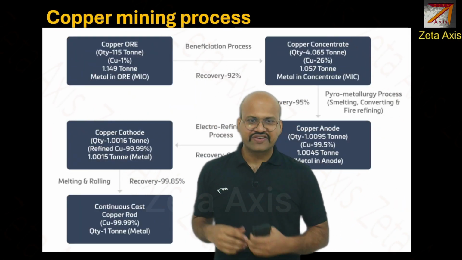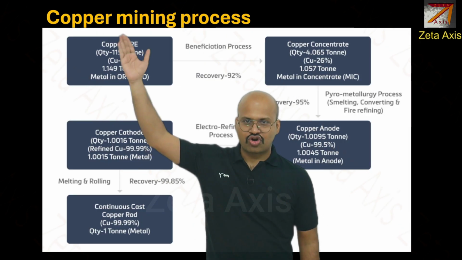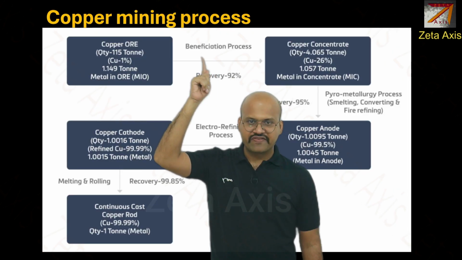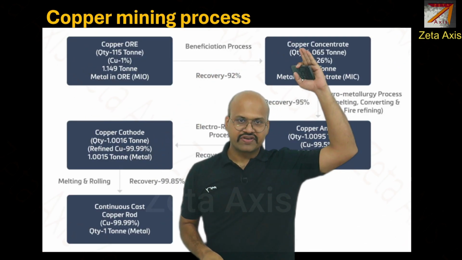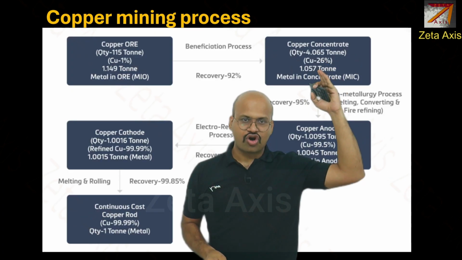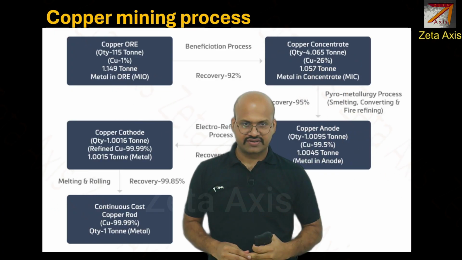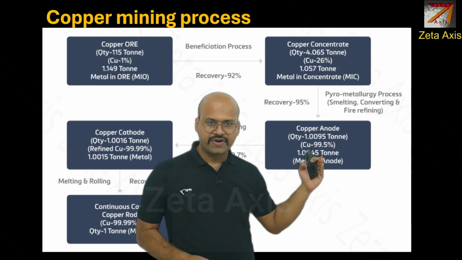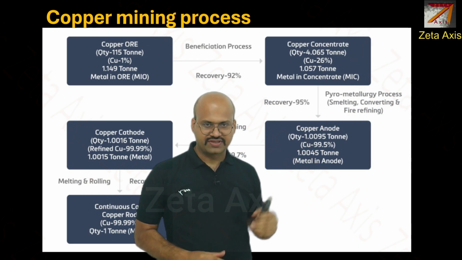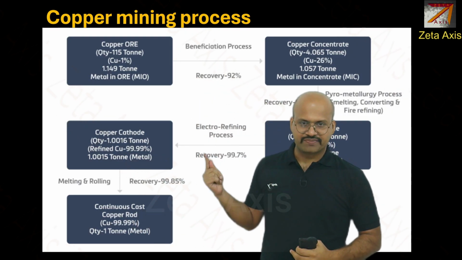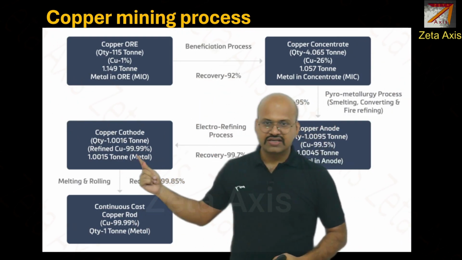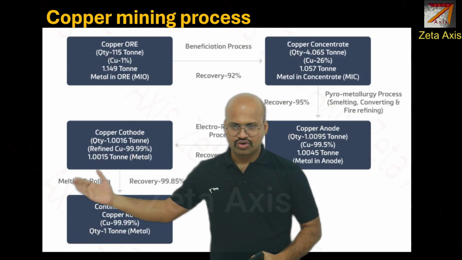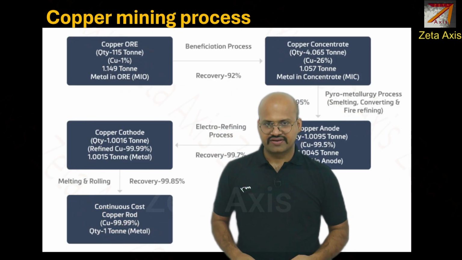Now here we can see different stages of copper ore. First it is copper ore, and around 1% of it is copper. Then there is the beneficiation process, where we get copper concentrate, and the copper content increases to 26%. Then we do the pyrometallurgy process, by which the copper content is increased to 99.5%. And then there is the electro refining process, as we have seen, and by this we increase the copper purity to 99.99%, and then it can be rolled into any shape that we desire.